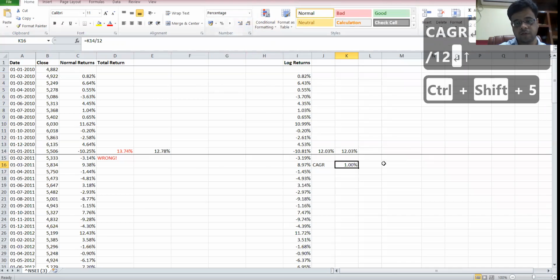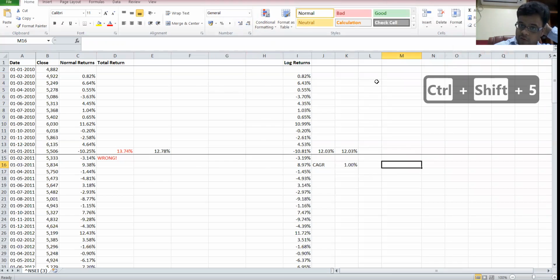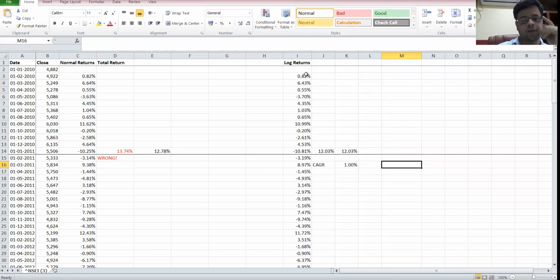Nothing doing. This divided by 12, which means if I am to calculate the returns on 4882 for 12 periods using this number, I will get exactly 5506 in a log return sequence. However, in a normal return, the CAGR formula is a little more tricky. So this was my return.